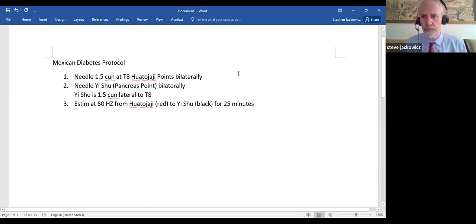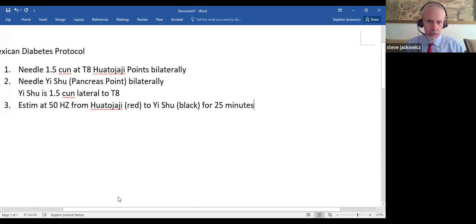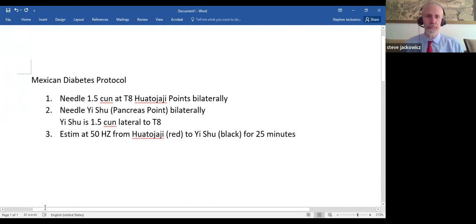So it's very straightforward. Okay, so let's go over this. We'll make it even bigger so it's gigantic on the screen. There we go. And I can certainly send you this little thing, but it's simple. So this protocol was developed by one of the Mexican universities. You needle 1.5 sun deep at the Huatojiaji point at T8. At T8. Then you needle Yishu.